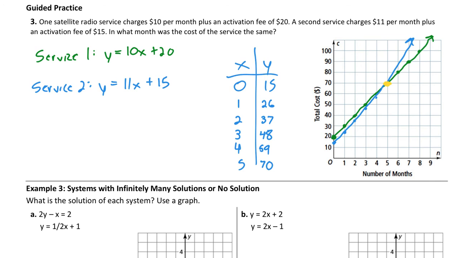So, in what month was the cost of the service the same? In month 5, both services cost a grand total of $70. So this one's harder because the graphing is so close that you have to be precise with where you are finding the points and where you are estimating where the points lie. But it's understanding that rate of change only takes you up $11 a month. So you don't hit the other service until month 5.